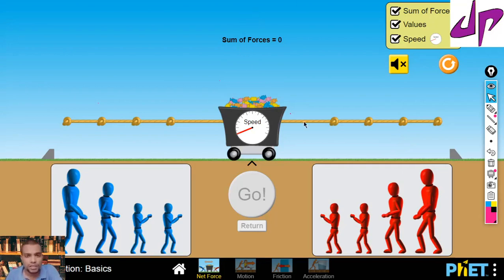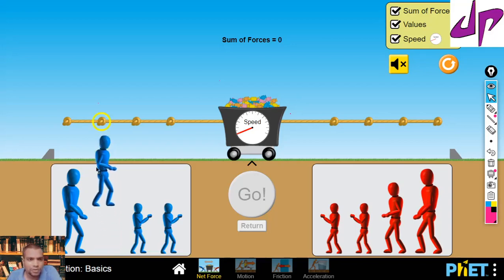With the help of the simulation, let's play a tug of war. Here, two teams are present. One is the blue team, another is the red team. Each team has 4 persons, and you can see they are different in size. So obviously they are different in strength.